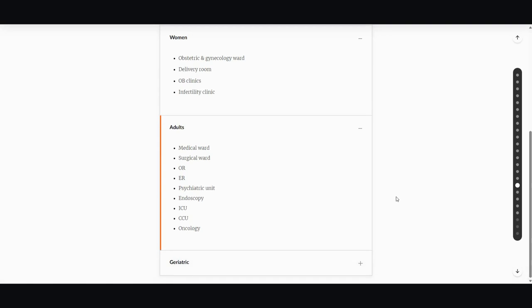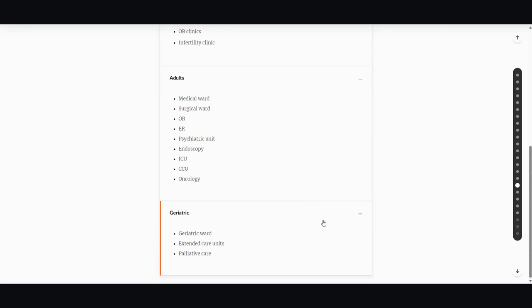If you like to work with adults, it's the most common units like medical ward or surgical wards or the operation room. You may go to emergency department, psychiatric unit, endoscopy, ICU, CCU. The ICU is the intensive care unit. It's general. The CCU is a more specialized intensive care unit, specialized for the cardiac care unit or oncology unit. If you like to work with older patients, geriatric wards, intensive care units, or the palliative care department.